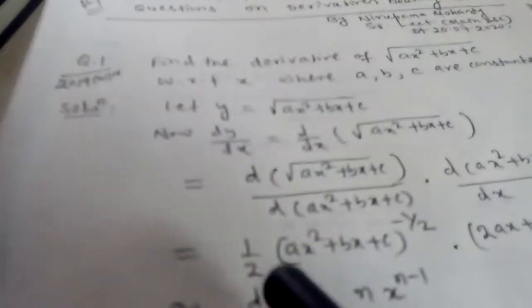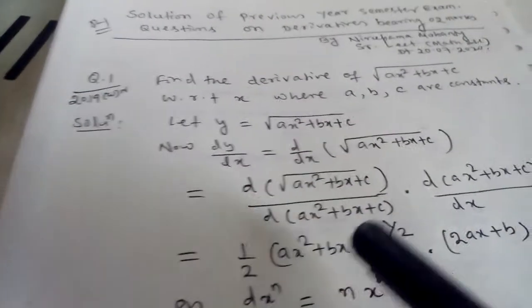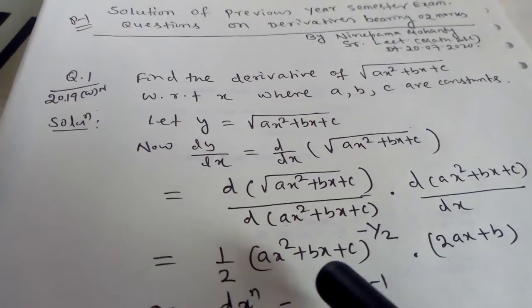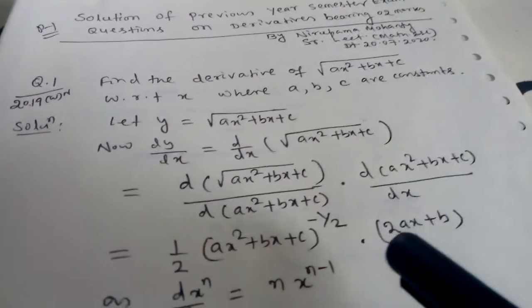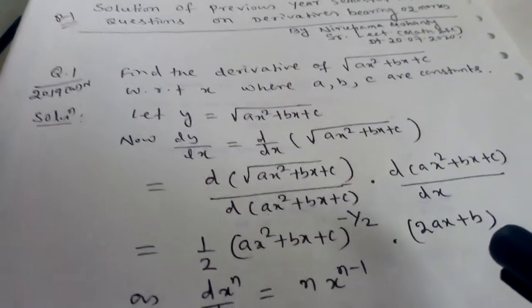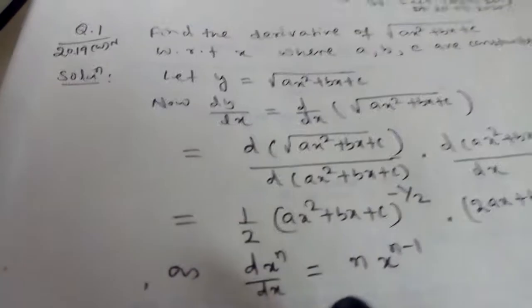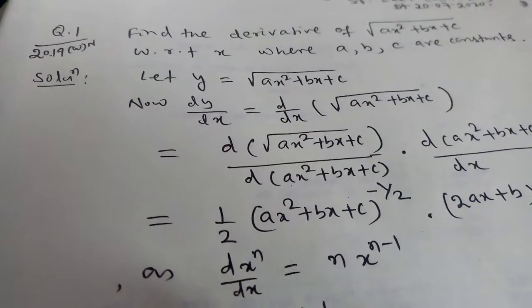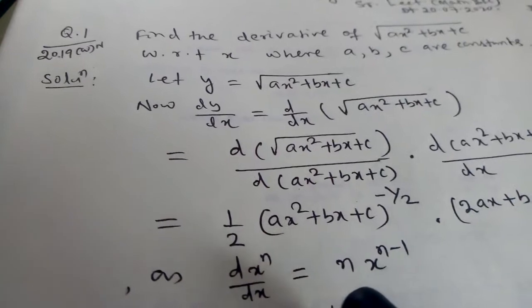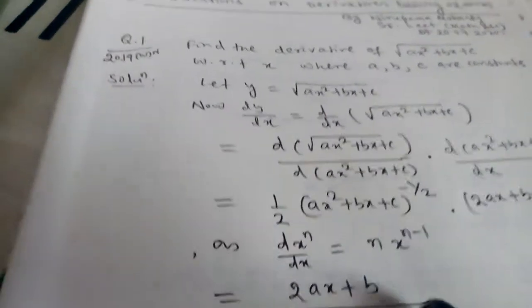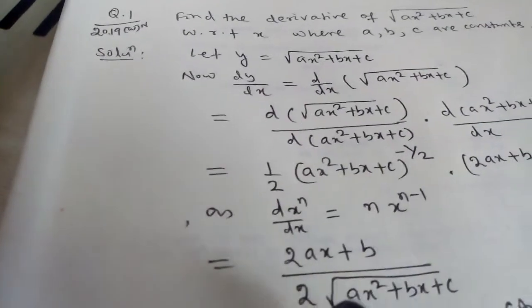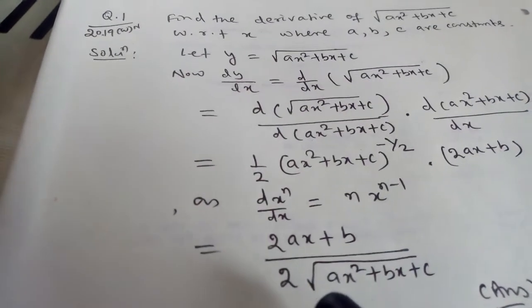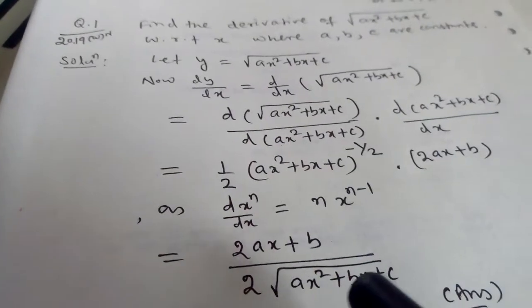So this is equal to half into ax square plus bx plus c to the power of minus half into 2ax plus b, as derivative of x to the power of n with respect to x is equal to n into x to the power of n minus 1. So this is equal to 2ax plus b whole divided by 2 into square root of ax square plus bx plus c. This is the answer.